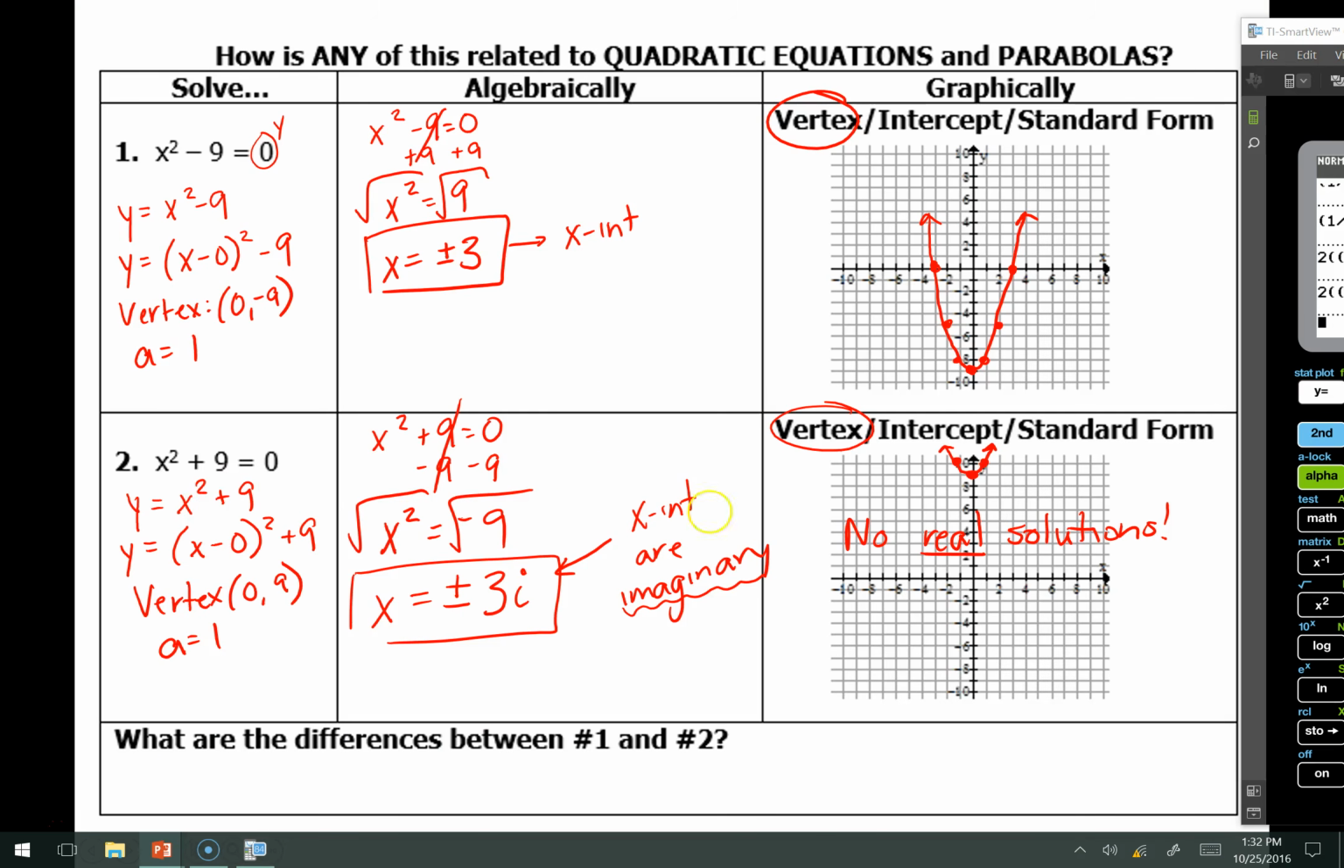All right, so let's think about this for a second. What are the differences between number 1 and 2, these two problems that we just solved? Number 1, it gave me real solutions, real x-intercepts that on the graph you could graph. Number 2, you got this imaginary number in your solutions, and that's because it didn't cross the x-axis, so it only had imaginary solutions. Number 1 has real solutions, and number 2 has imaginary solutions.